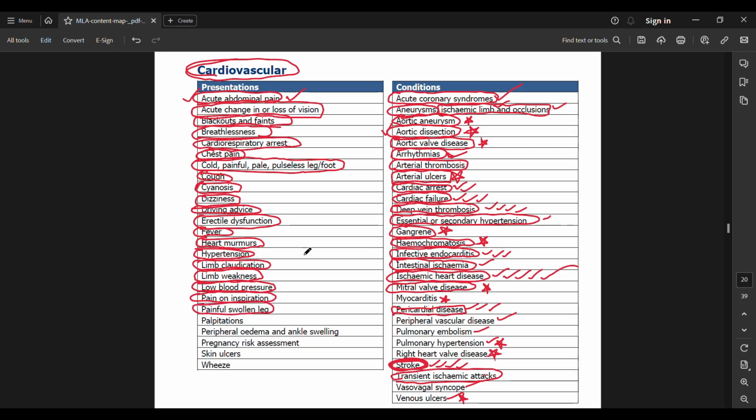Again, we've talked about this ad nauseum in ischemic limb. Next, you have palpitations, arrhythmias, right? Next, you have peripheral edema and ankle swelling. This may be part of calcium channel blockers as an antihypertensive medication, maybe a part of heart failure. Next, you have pregnancy risk assessment, okay? You need to make sure that you know how to assess the risk of cardiovascular diseases in a pregnant woman. Next, you have skin ulcers. This is new. So for PLAB candidates, I'd say pay attention to this, learn how to examine these patients. And then you have wheeze, of course, as a part of, you could say, the cardiorespiratory system, okay?